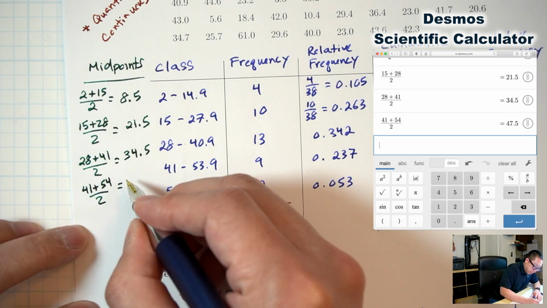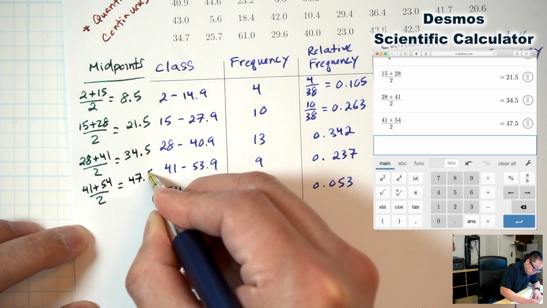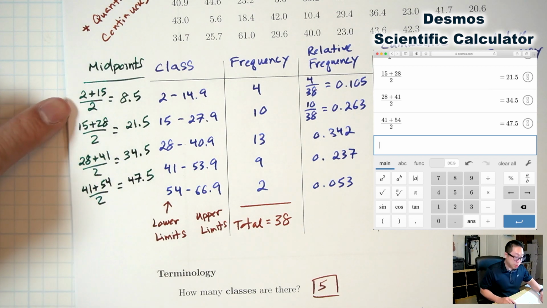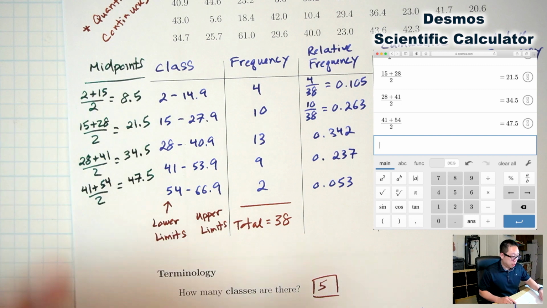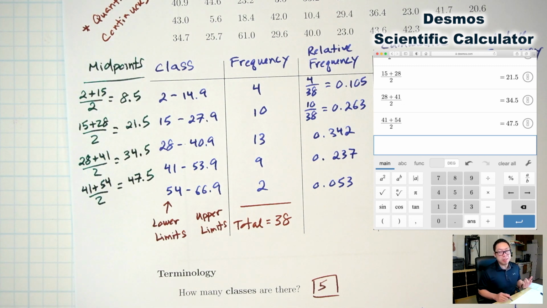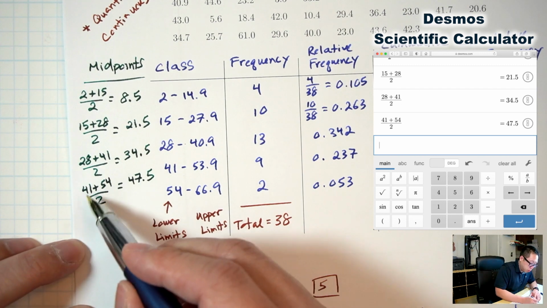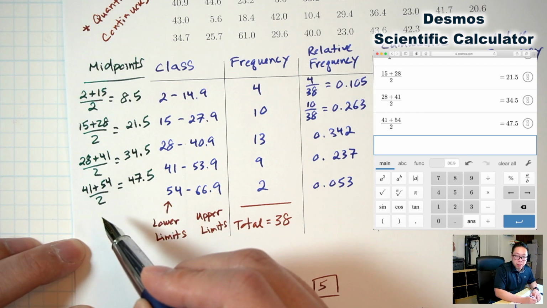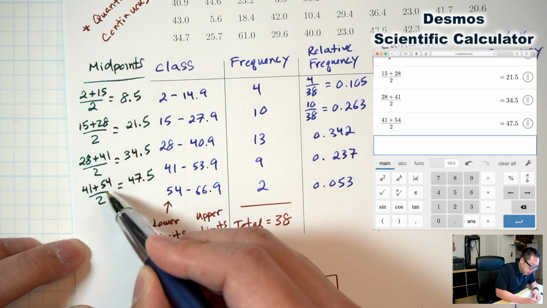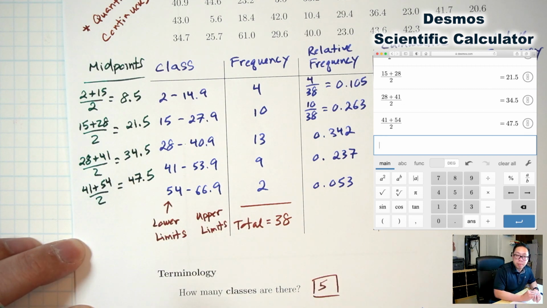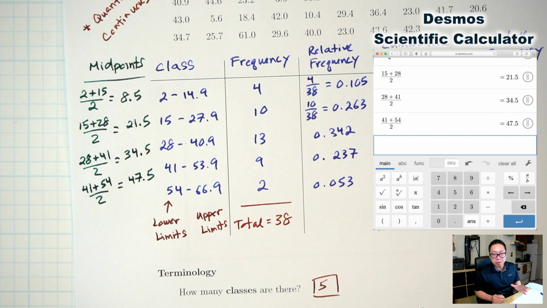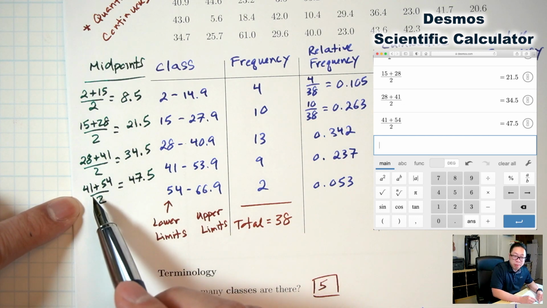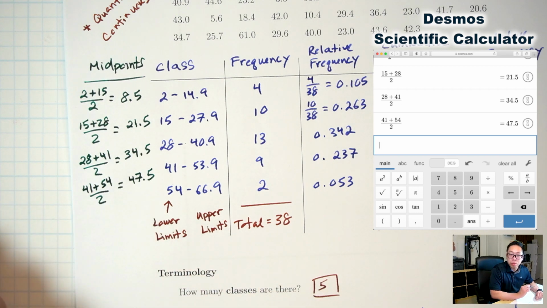47.5. So if you're using the decimal scientific calculator, you can just type it in and make it look exactly like that. If you're using any other calculator, which I actually don't recommend, you might have to do 41 plus 54 equals, hit equals, and then divide by 2. Or you need to put parentheses around the top. So I recommend using the decimal scientific calculator because it makes it look exactly like that. Make it a fraction, on top 41 plus 54, and then on the bottom 2.